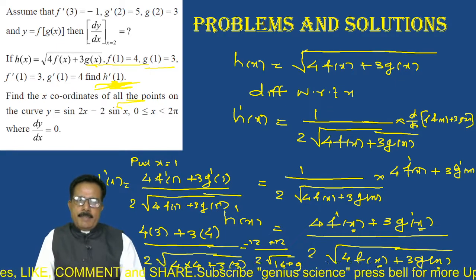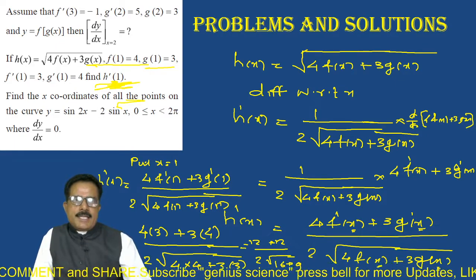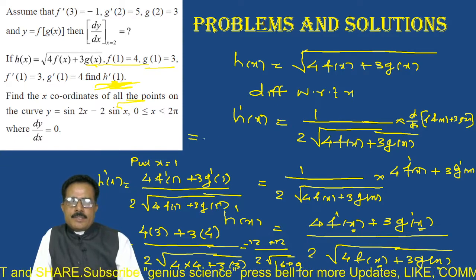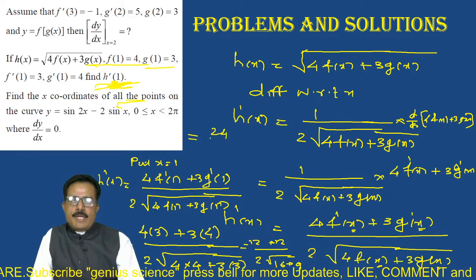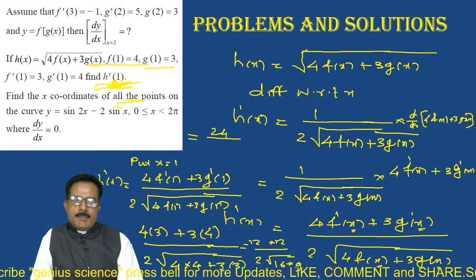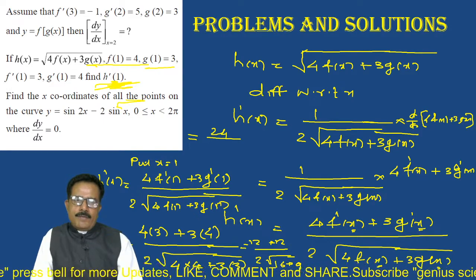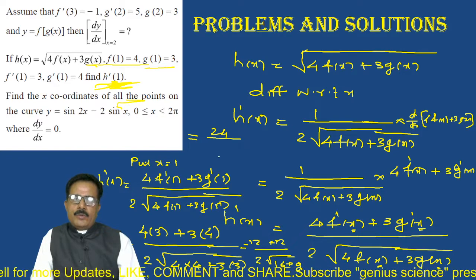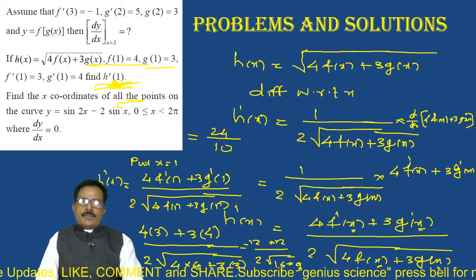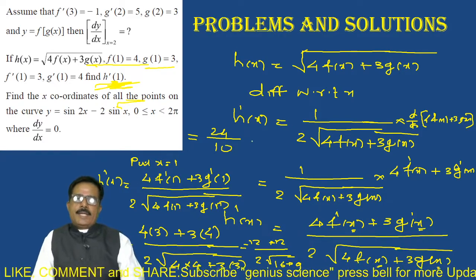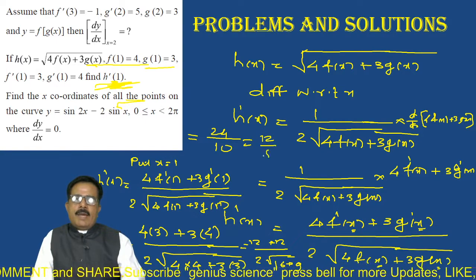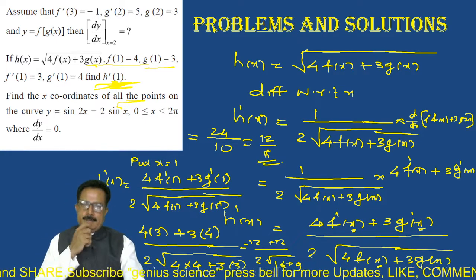Now, the final answer: 12 plus 12 means 24, divided by 16 plus 9 is 25, square root of 25 is 5, 5 into 2 means 10. That is 24 by 10. We can write 12 by 5. This is the final answer.